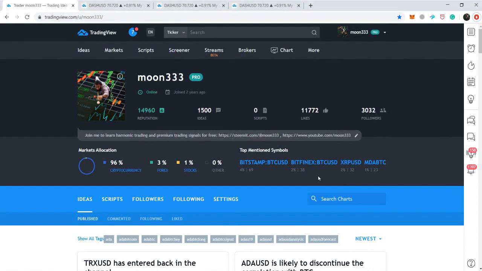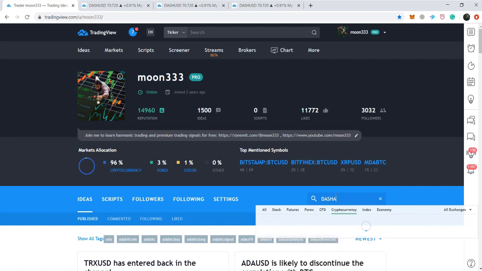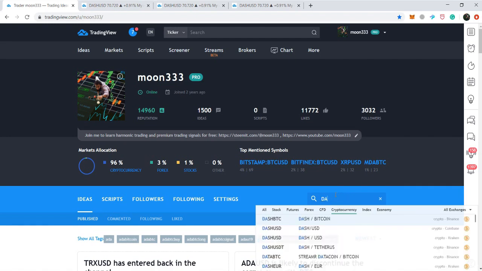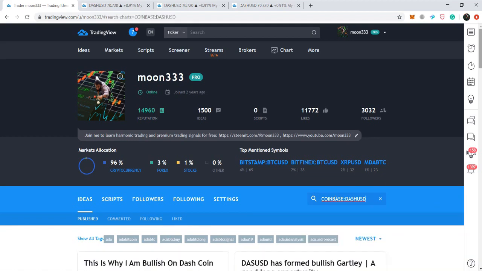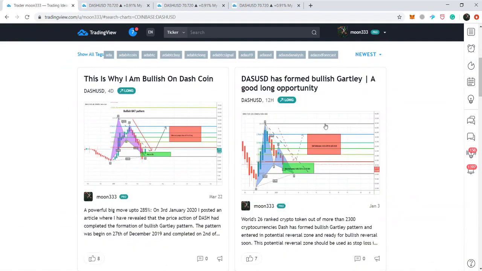First of all, let me give you a recap on the Dashcoin ideas that I posted a few months back, and after that, it will be easy for you to understand the analysis on the live chart. So first, let me take you to my previous idea, the Dash with US dollar pair on the 12-hour chart that I posted on January 3rd.